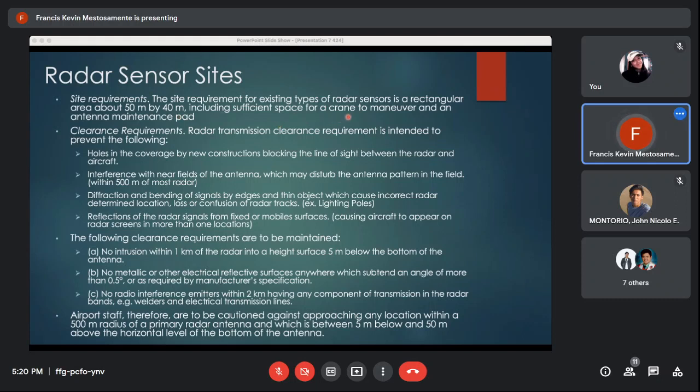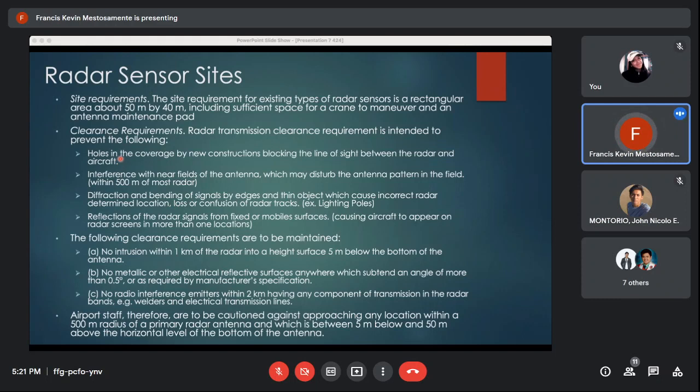So the design requirements for this, a rectangular area, 50 meters by 40 meters, including a sufficient space for the crane to maneuver. So yung radar kasi, ano yan, gumagalaw. So kailangan not only the exact area, but a sufficient space for it to maneuver. Clearance requirement, so dito papasok yung mga may encounter na problem or possible problem ng radar. So apat lang yan. There's four.